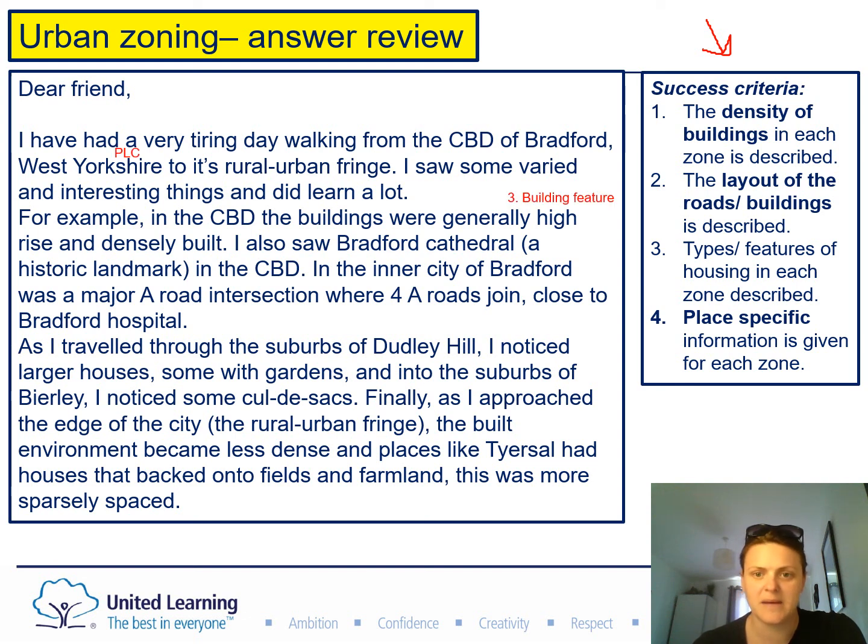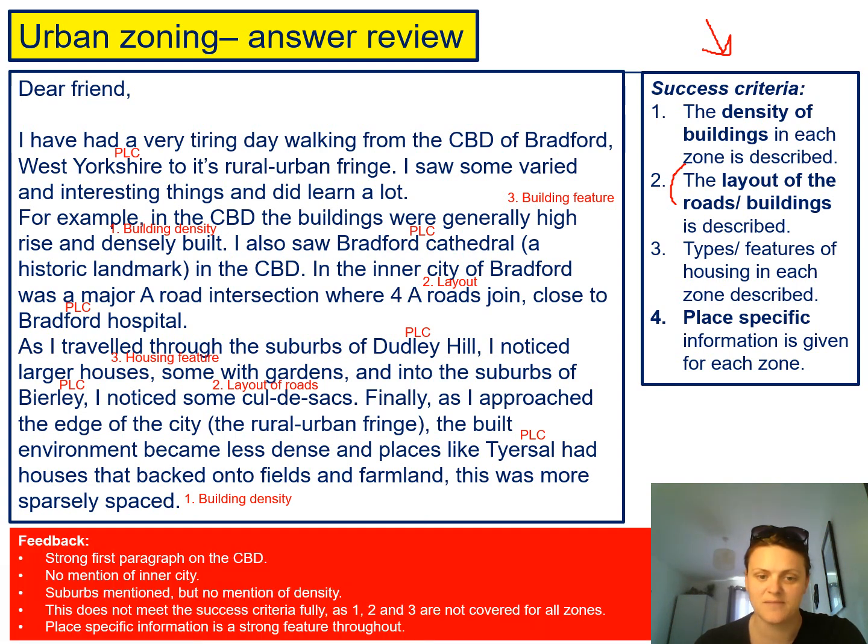They've used PLC in the beginning, they've explained the building feature, they've said that it's dense, they've used more PLC for the cathedral. Yes, they've explained the layout, which is number 2, and they've used more PLC. Again, more PLC with names, they've explained the housing feature, the layout of the roads, PLC, and building density. So the first paragraph is really strong for the CBD.